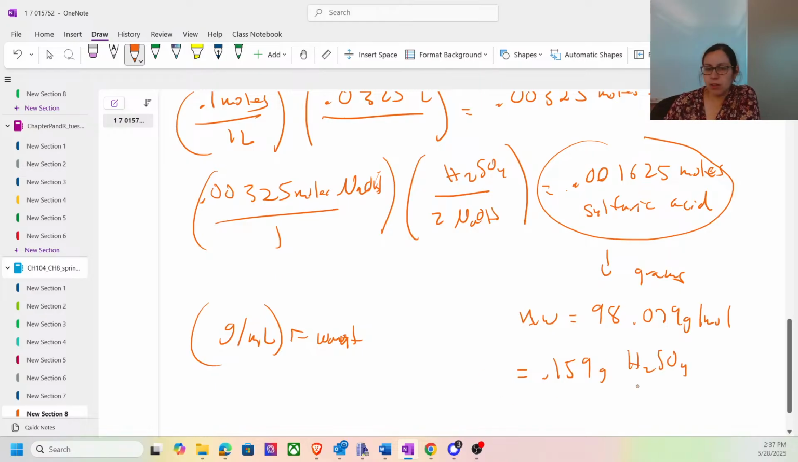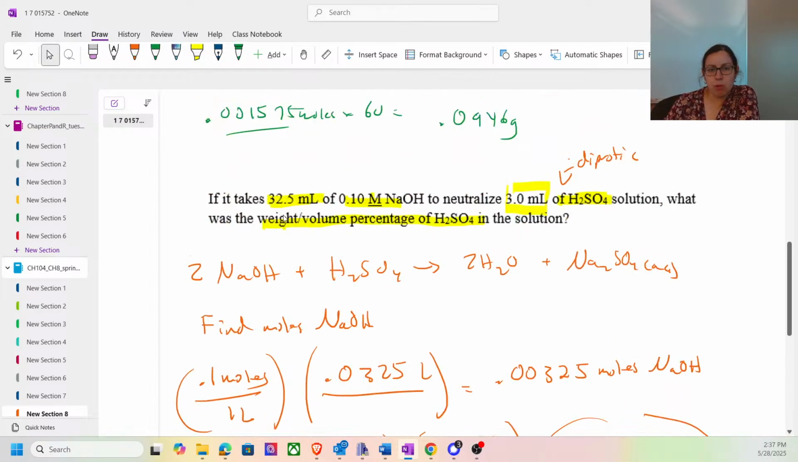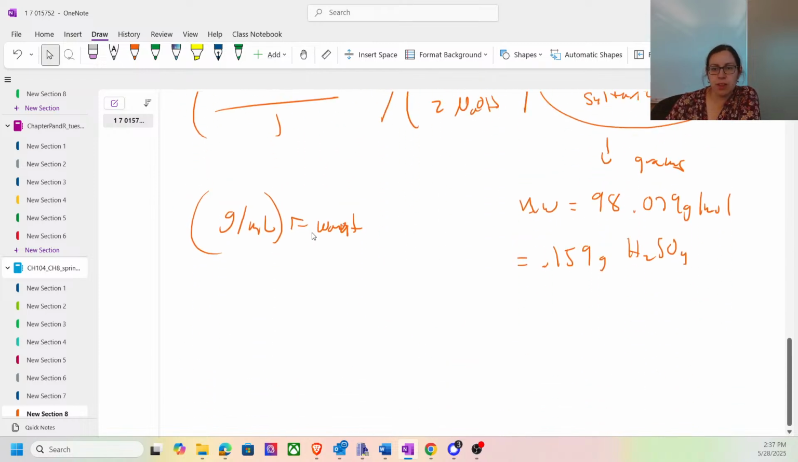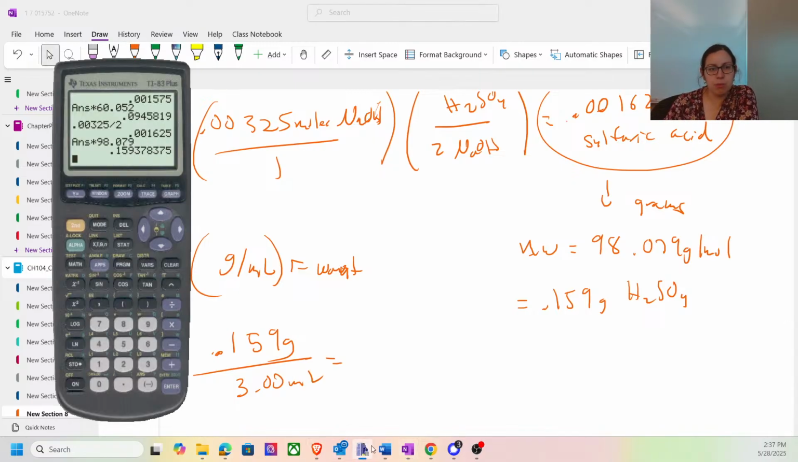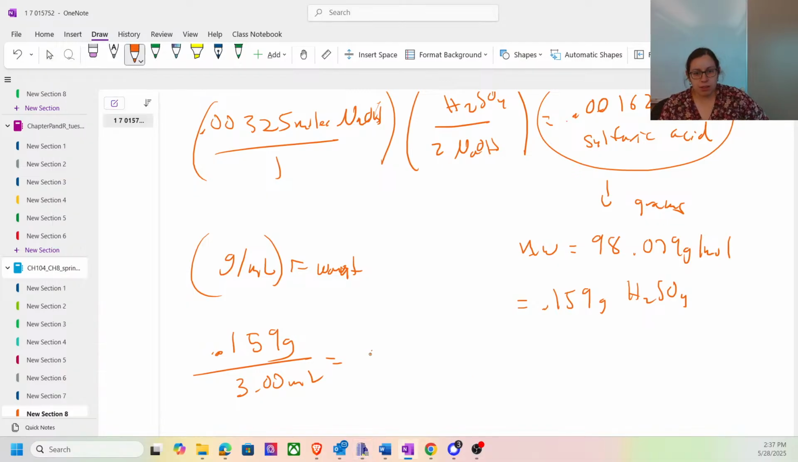And so now we can do what it was asking. I wanted this as a weight per volume percentage. So we can literally just do that: 0.159 grams per 3 milliliters. And so let's convert that to a percentage now. So divided by 3, and then times 100, since I just wanted a percentage. So we get about a 5.31 weight per volume percent there.